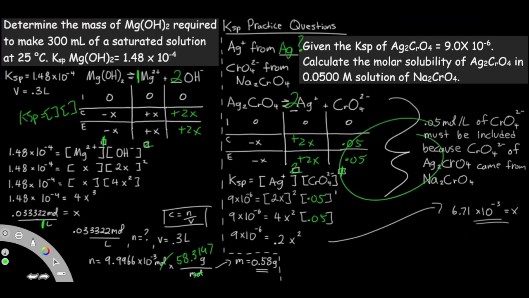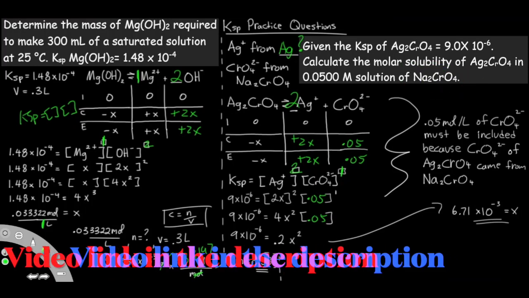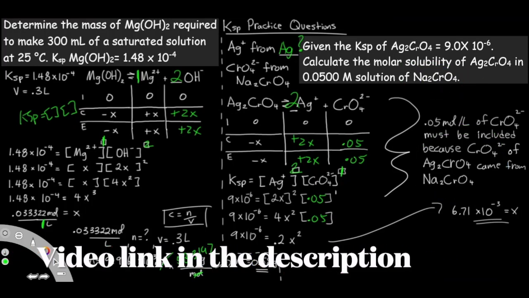If you want to know more in detail as to why this 0.05 is actually applicable as CrO4 2- as the anion as opposed to this whole Na2CrO4, it's kind of written here, but if you want a more in-depth explanation, see the 20-minute video. The link is in the description.